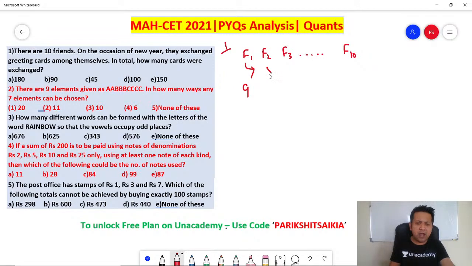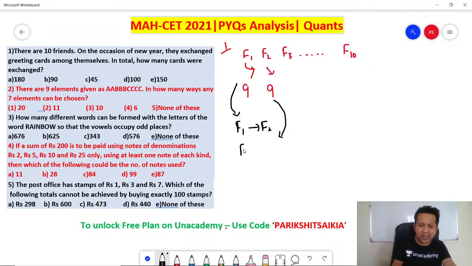Next, let's look at F2. How many options does F2 have? F2 can give a card to F1, F3, F4 up till F10. Again, 9 options. Now, someone might be thinking, I am counting this twice. Think about it. The only doubt you can have is F1 is giving a card to F2. So you are counting it here. Similarly, F2 is giving a card to F1. Should I count that? Definitely yes.